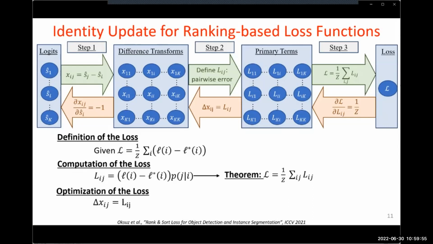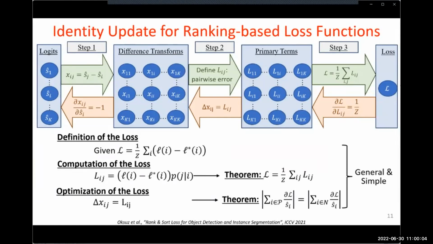And the resulting total gradient magnitudes are equal for positive and negative classes. Note that one only needs to define the loss function and determine a probability mass function, which makes the framework general and simple.